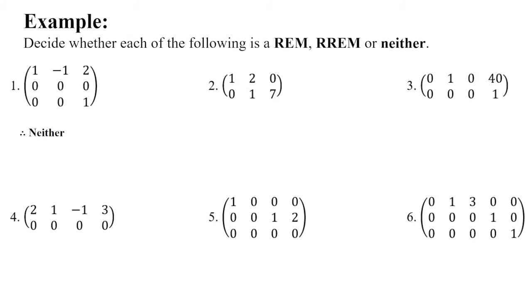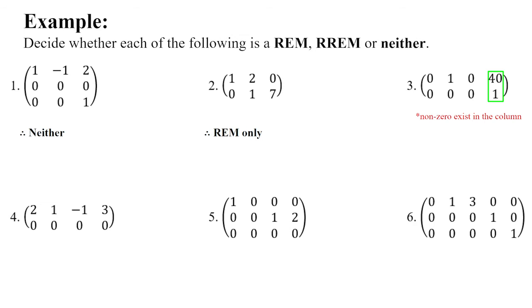Now we determine whether it is an RREM. So we can see the element in the column of the lower leading one has a non-zero value, which is 2. Therefore, it doesn't qualify as an RREM. So for this matrix, it is only a REM. Now moving to question 3. We can see that the lower leading one is farther right than the upper leading one. So it is a REM, true, but not an RREM, because we can see the column of the lower leading one has a non-zero value, 40.